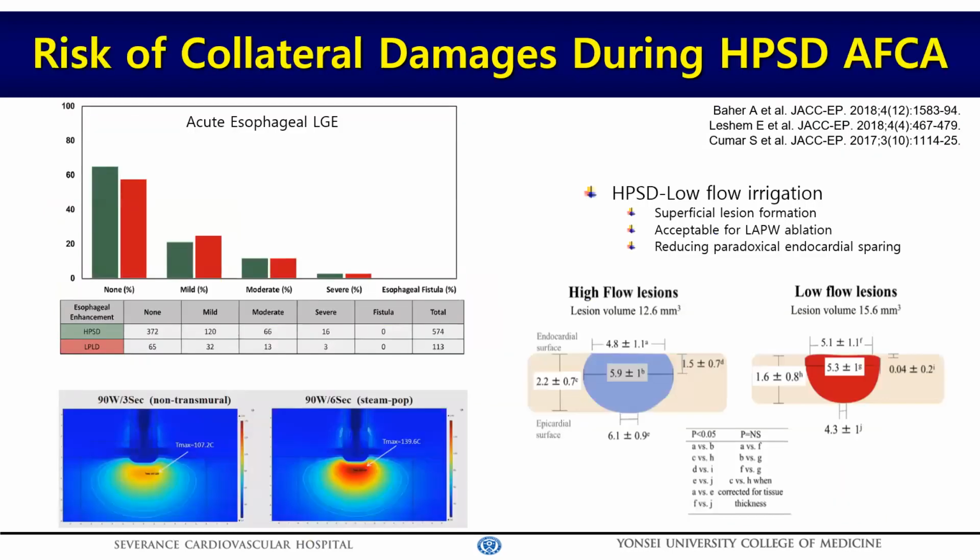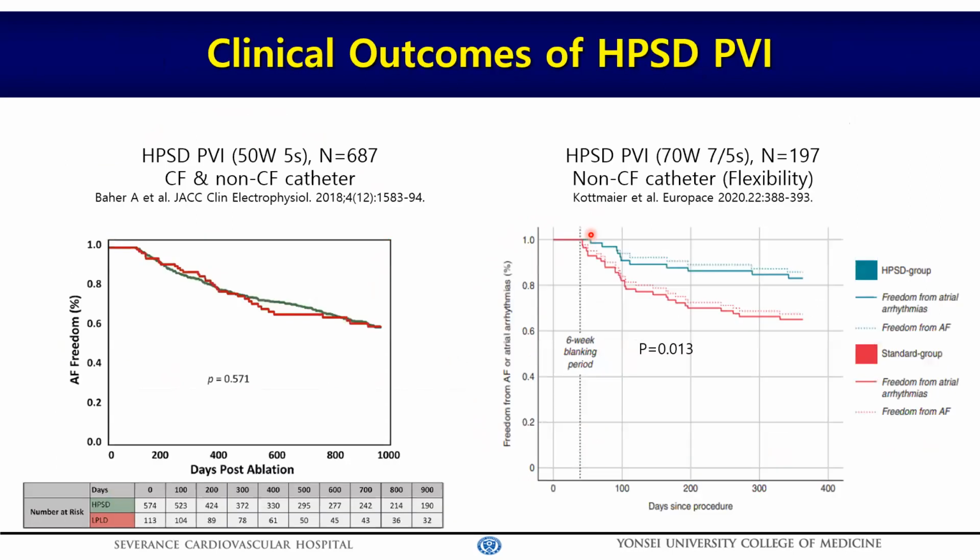However, what worries anybody about hyper short duration ablation might be collateral damage, especially esophageal injury, and the risk of cardiac tamponade. However, in several studies, hyper short duration ablation did not increase the risk of esophageal damage, and hyper short duration low flow irrigation was advantageous in the LA posterior wall in rapidly creating superficial lesions and reducing the endocardial sparing. Endocardial sparing is a phenomenon in which, when the irrigated flow is increased, a deep lesion is created by conductive heat, but paradoxically, the endocardial surface burn is insufficient.